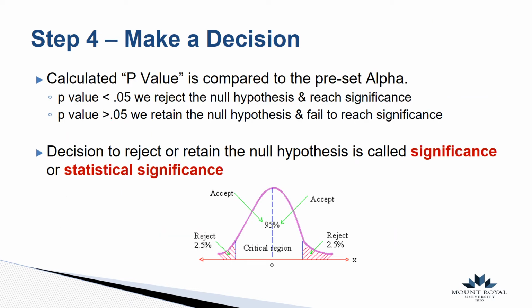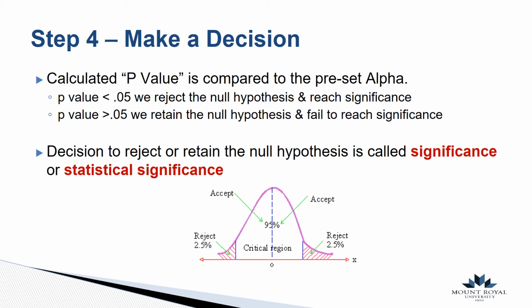So when we make this decision, a calculated p-value is compared back to the preset alpha. So if we have a p-value less than 0.05, we reject the null hypothesis that says there was no difference, and we reach what we would call significance or statistical significance. So once again, p less than 0.05, we reject the null and state that we have reached statistical significance.